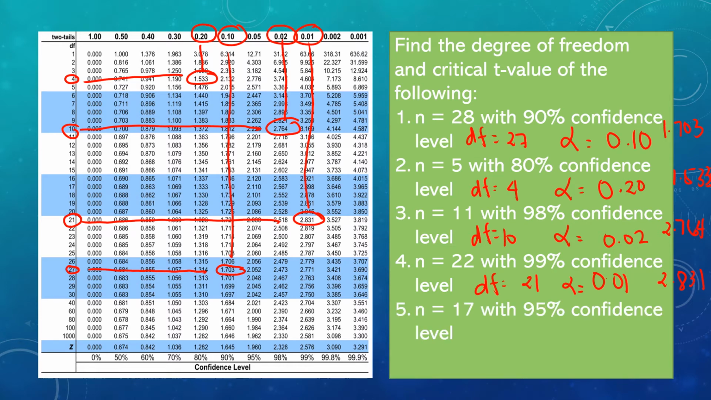n is equal to 17 with 95% confidence level. So we're going to have df, which is equal to 16, and alpha, which is equal to 0.05. Now, let's look at df 16 and alpha 0.05. So therefore, our critical t-value is 2.120.